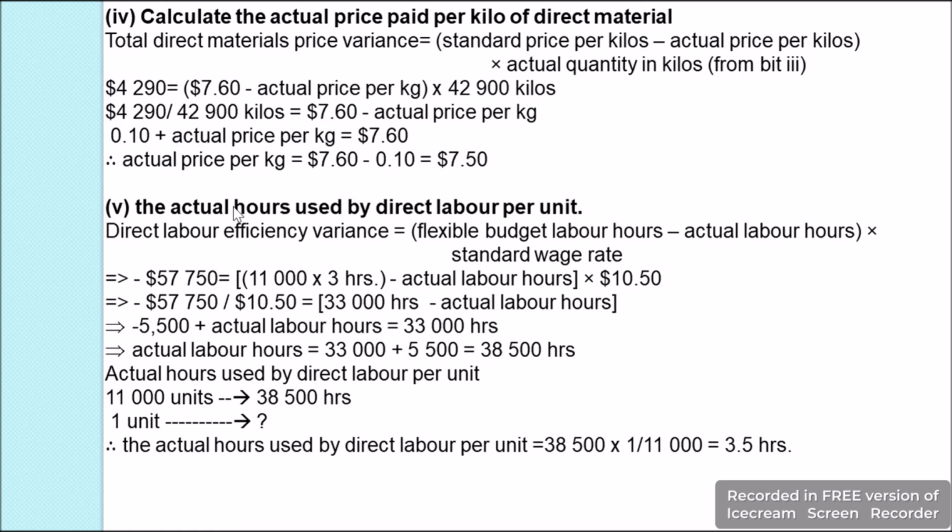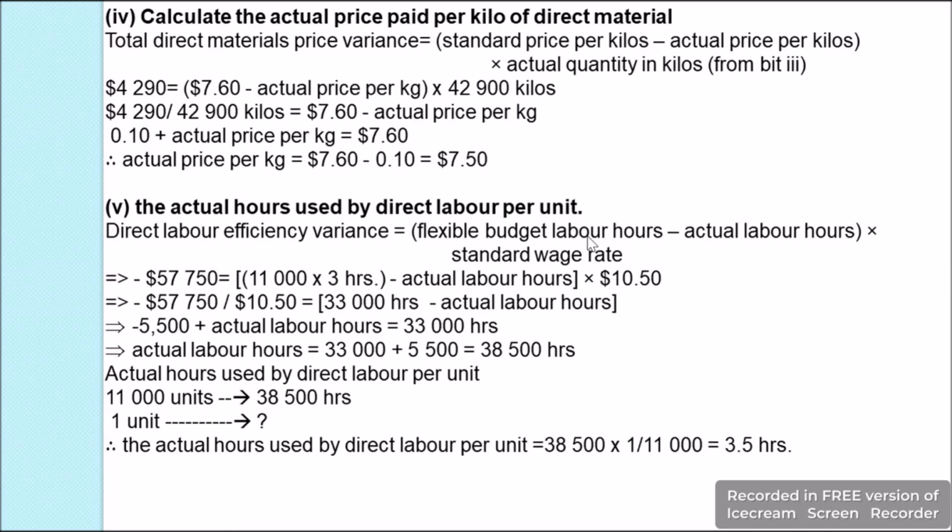Next, we are asked to calculate the actual hours used by the direct labor per unit. You see, when we talk about the direct labor variances, we have two sub-variances. One is the labor efficiency variance and the other is the labor rate variance. So here when we want to find the labor hours, we use the labor efficiency variance, which will be equal to the flexible budgeted labor hours minus the actual labor hours times the standard wage rate.